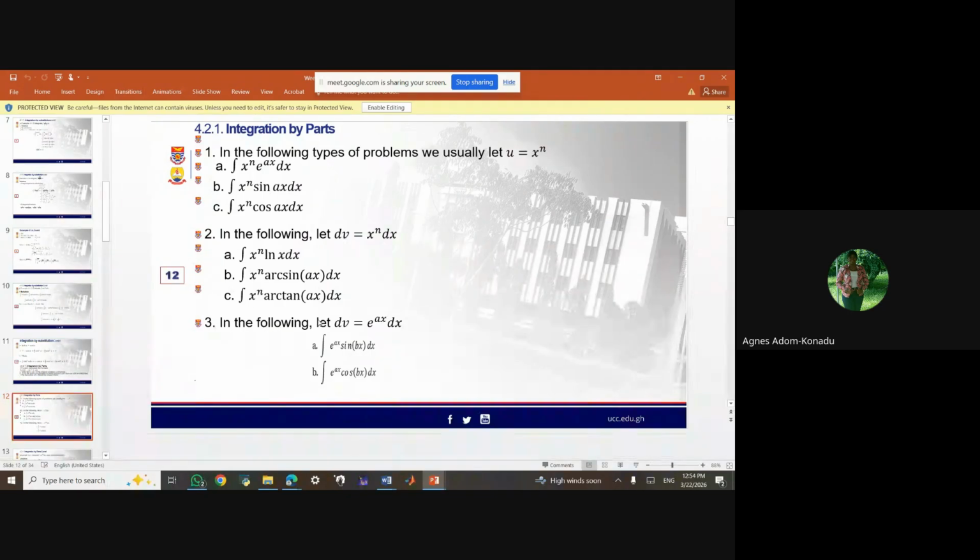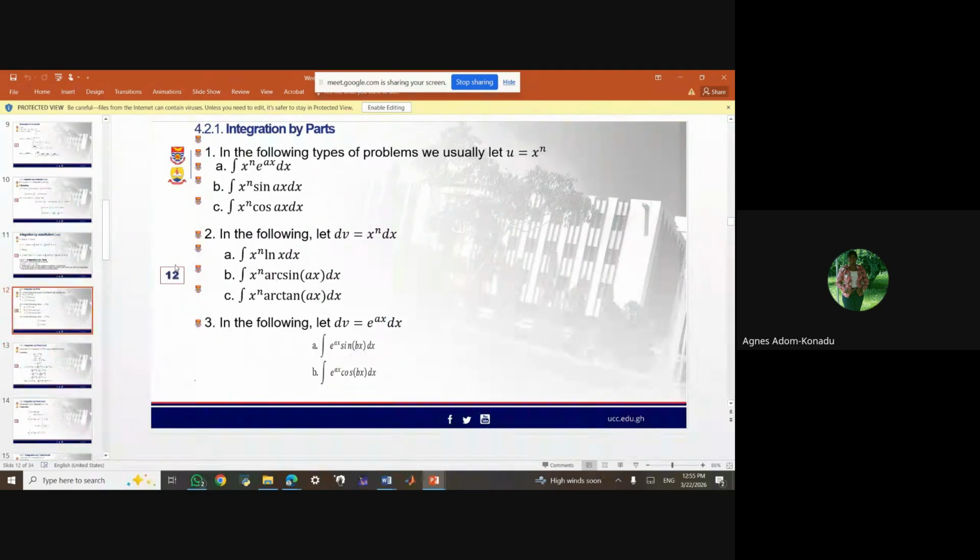And then in the following, if you have the integral of e to the power ax sine bx dx, or e to the power ax cos bx dx, then you let your dv be e to the power ax. So please pay attention to these three.